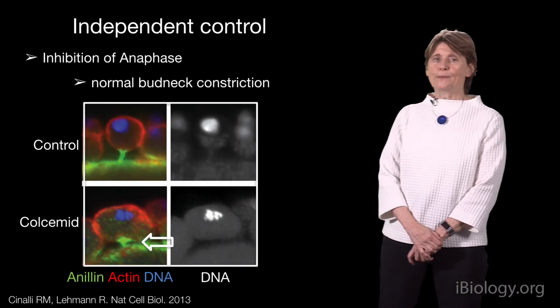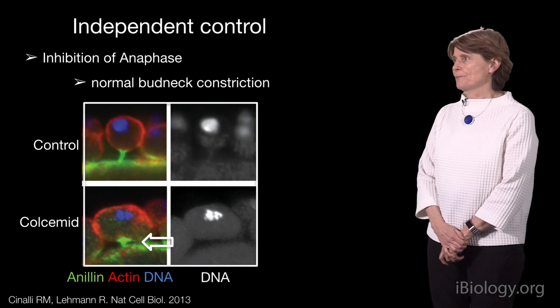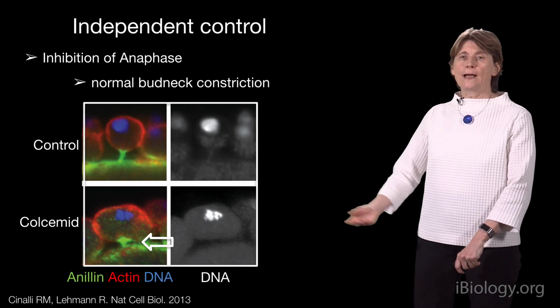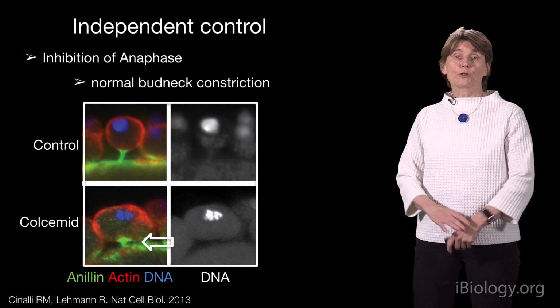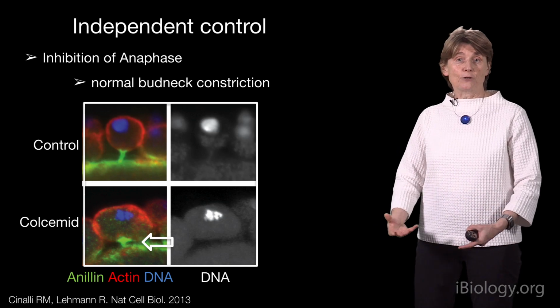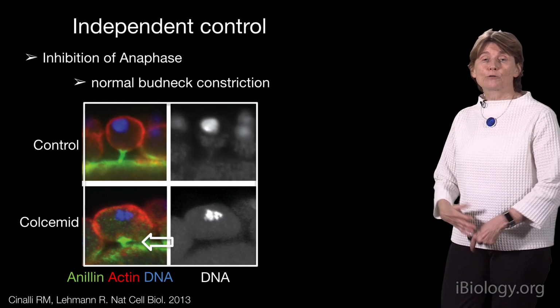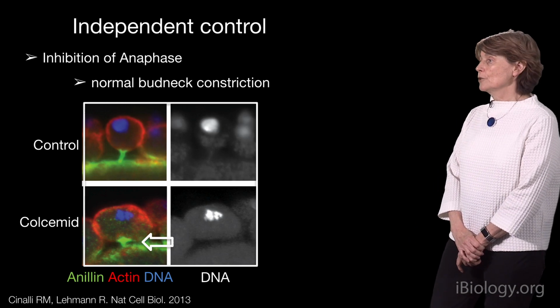So how does this happen? There's independent control of these 2 furrows. And the way we figured this out was by inhibiting the anaphase furrow. So this is the normal constriction which occurs at mitosis, and it can be inhibited because if you inhibit microtubules and you inhibit the spindle apparatus, then this constriction does not occur.